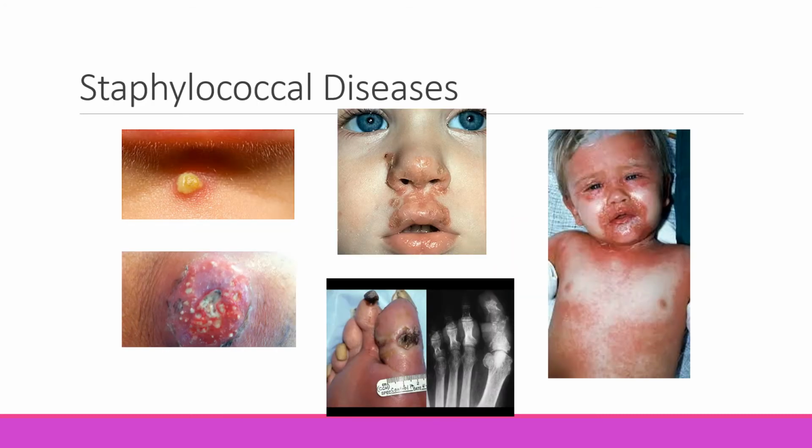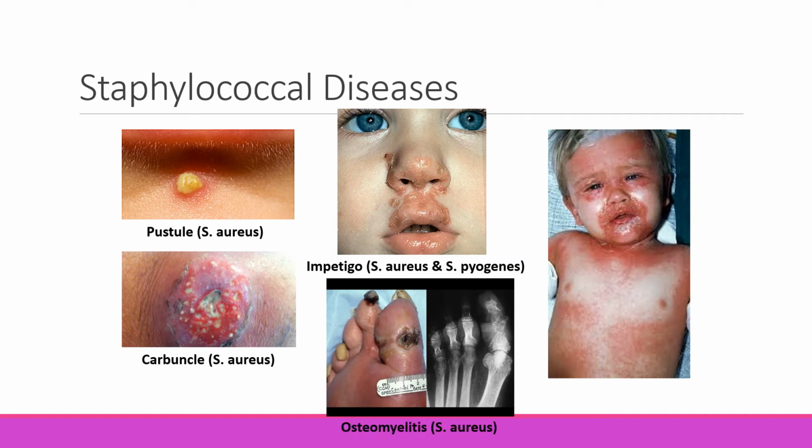And for my visual learners, here are some images of some staphylococcal diseases. This first one is a pustule. Staph aureus is the culprit. Then we have a carbuncle, Staph aureus again. Here, impetigo, which can be caused by Staph aureus and Staph pyogenes. This bottom middle one, osteomyelitis caused by Staph aureus. And lastly, scalded skin syndrome, Staph aureus.